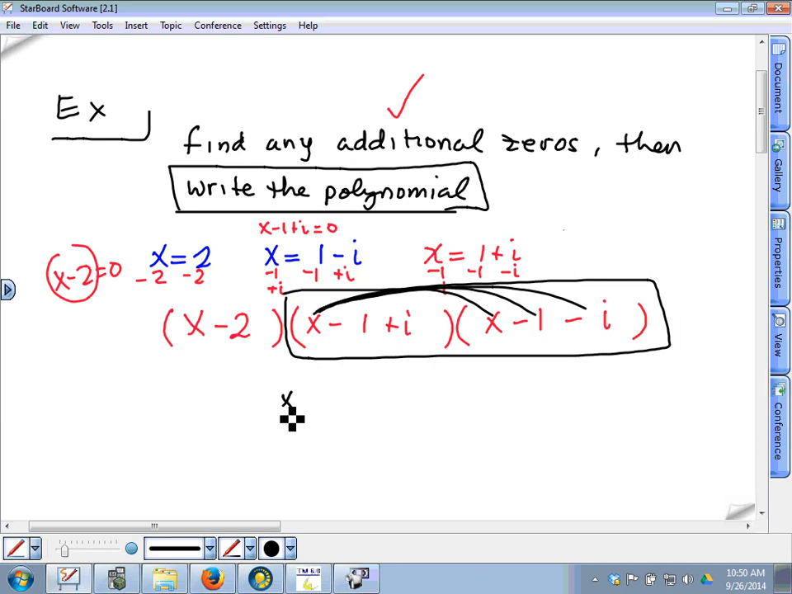X times x is x squared. X times negative 1 is negative x. And x times negative i is negative xi. I always write the i first for some reason. It doesn't really matter the order, but I always write it as ix. So it's x squared minus x minus ix. Now we do the same thing with the negative 1. You take the negative 1 and distribute that to all of the terms. So negative 1 times x is negative x. Negative 1 times negative 1 is positive 1. Negative 1 times negative i is positive i.